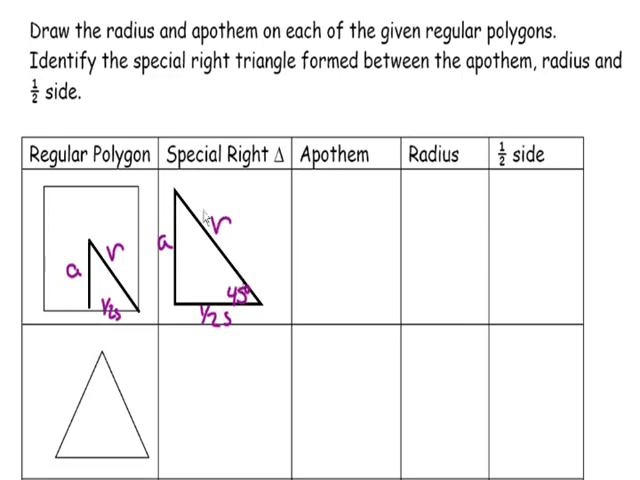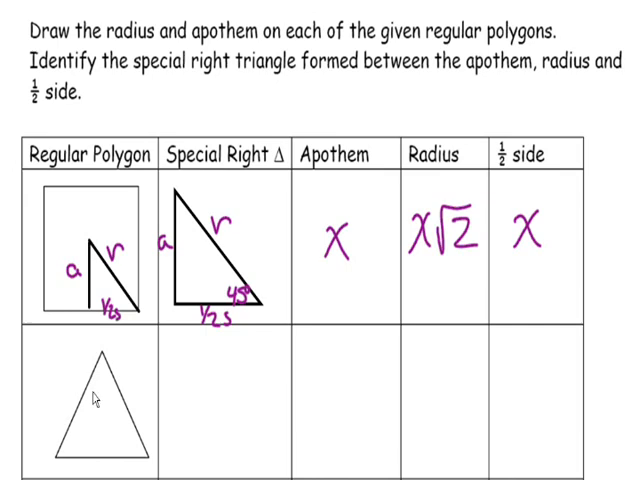And so it's a 45, 45, 90 right triangle, and you remember that the pattern for that is x, x, x radical 2. Well, my apothem is one of those x's, my half side is the other x, which means my radius is x radical 2.